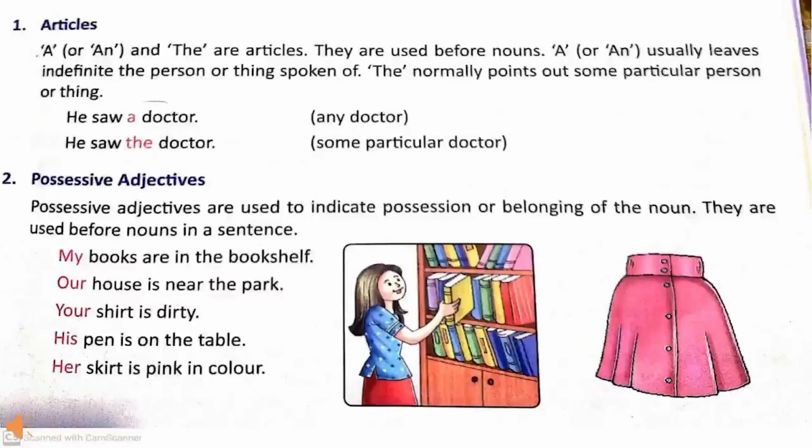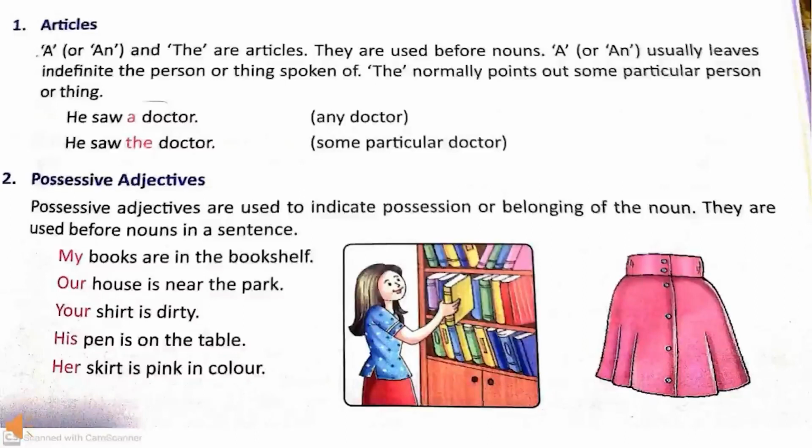Second kind is possessive adjectives. These are used to show possession, ownership of the noun, and these are used before nouns in a sentence. For example, my books are in the bookshelf. Here my, this possessive adjective, is used as a determiner.